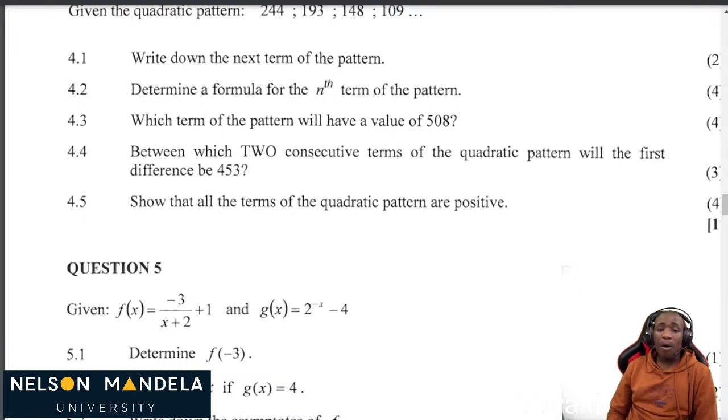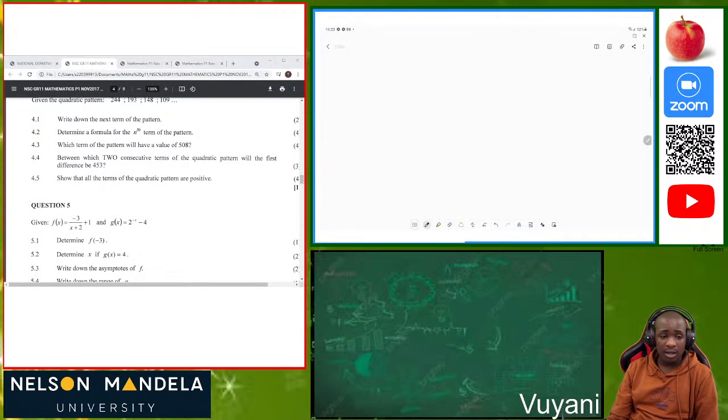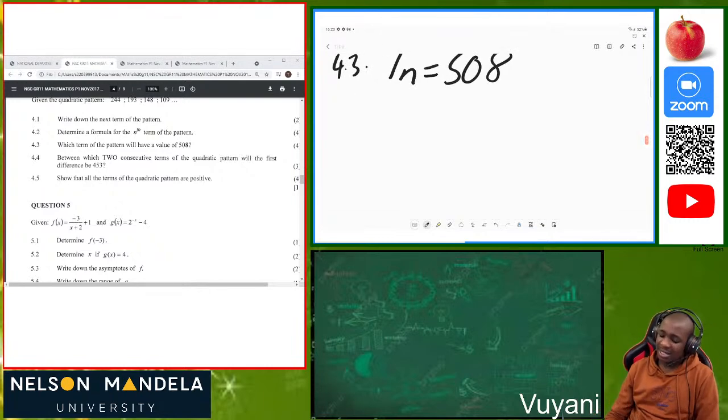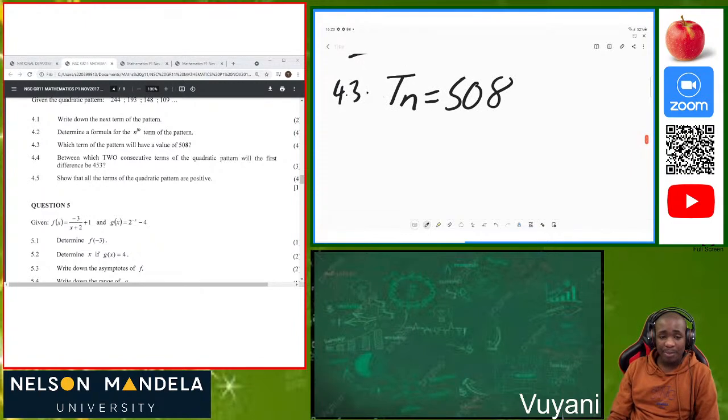Okay, on 4.3, which term of the pattern will have the value of 508? In other words, we are already given that Tn must be equal to 508. What is our Tn? Our Tn is the equation which we have already solved. It's the general formula, or the nth term of the sequence, which is 3n squared minus 60n plus 301 equal to 508.